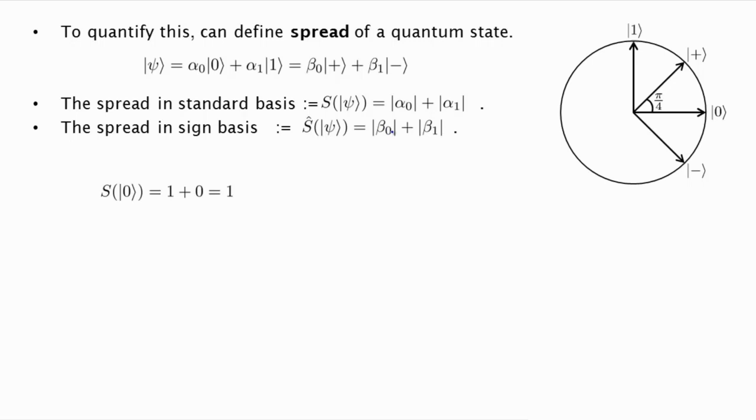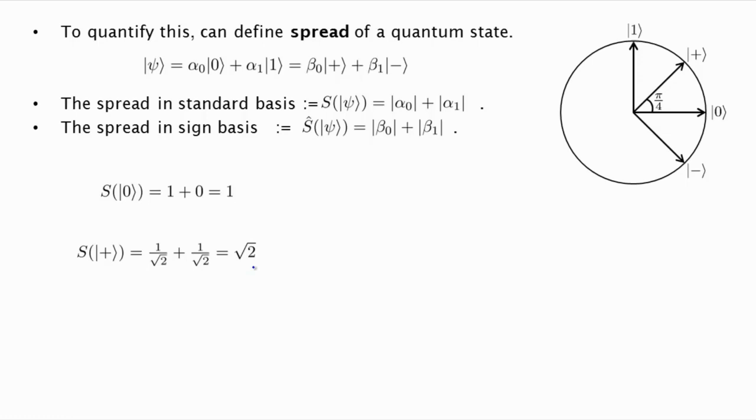So why did we define spread this way? You see, when we know the bit value perfectly, the spread is 1, because we'll get either alpha 0 equal to 1 and alpha 1 equal to 0, or vice versa. In either case, the spread is 1. On the other hand, in the case that we don't know the bit value at all, the worst case is the state plus, in which case we really don't know the bit value at all. Then alpha 0 and alpha 1 are both 1 over square root 2. So the spread is square root 2.